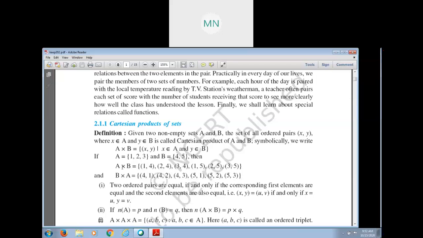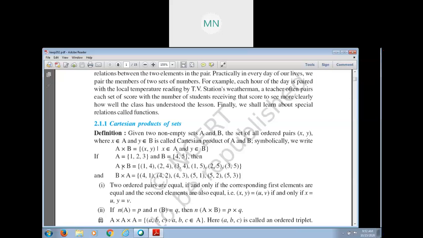Here see that the total number of elements in A cross B and B cross A are the same. But see, the elements of these sets are ordered pairs. The first element of A cross B is 1 comma 4, and the first element of B cross A is 4 comma 1. Both 1, 4 and 4, 1 are ordered pairs, but 1, 4 does not equal 4, 1.